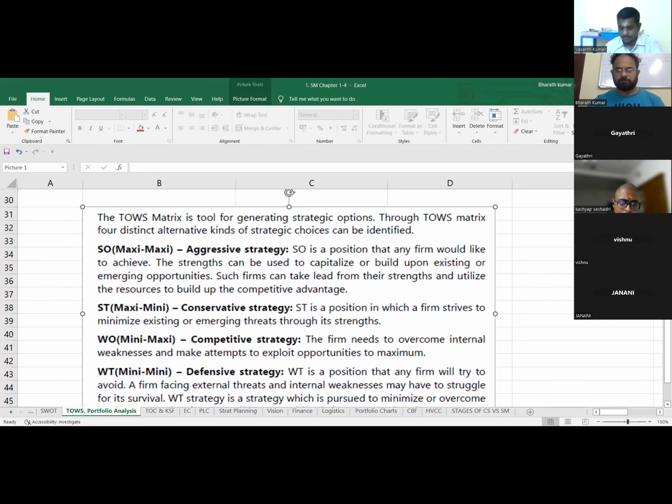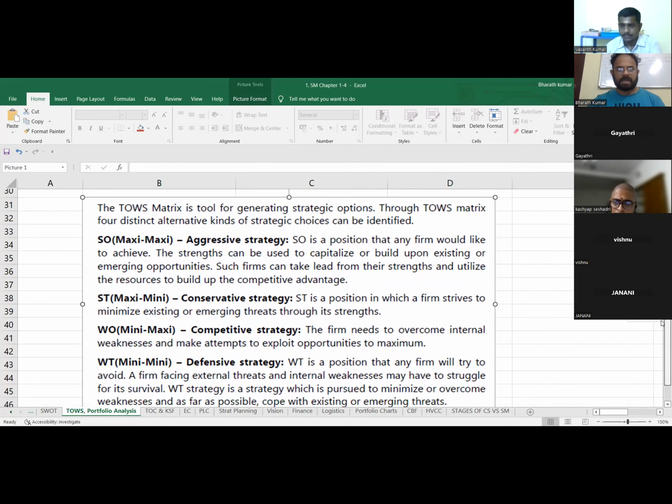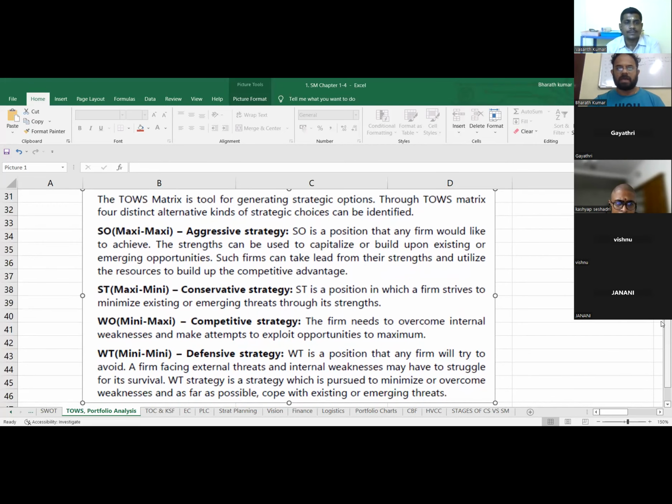Maxi-maxi. What strategy? They will ask you in the exam. Aggressive strategy. Strength is at maximum benefit, opportunity also. What strategy will you use? Aggressive. You will be hitting hard because you are in full form. So you will use all the strength to get all the opportunity. Clear? What is the next one?